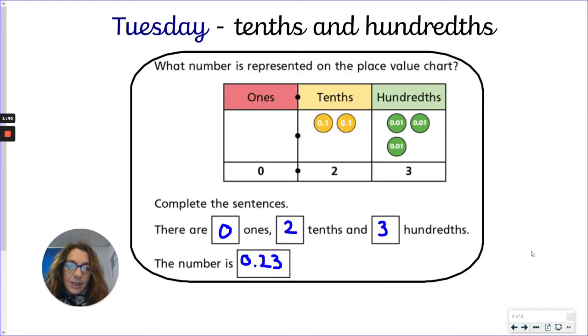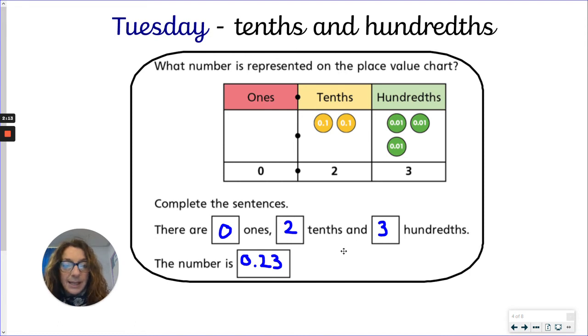On Tuesday, you're going to be focusing in on numbers that have 2 decimal places. So looking at numbers that have digits in the tenths and the hundredths. And you're going to be thinking about how we would show that on a place value chart, how we could represent it with place value counters like the ones you can see on the screen, how we could describe that number and partition it. So we could say that there are 0 ones, 2 tenths and 3 hundredths.